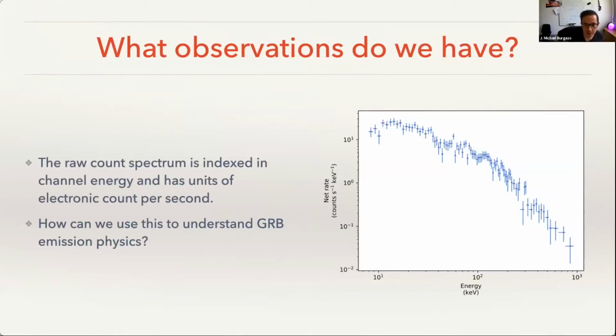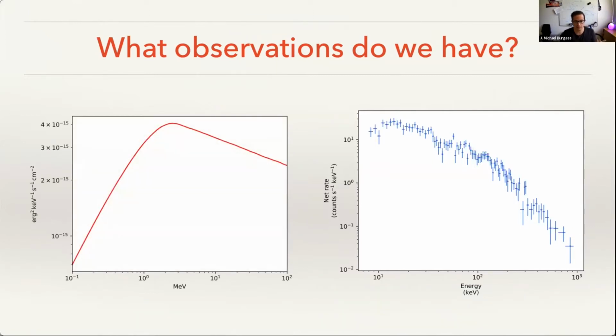So let's start out with what the data are. This is what our count spectra look like in the data space of GBM: the Poisson distributed counts as a function of channel energy, not real energy. How can we use this to understand what's going on physically in a GRB spectrum? Well, here's our Band function. You notice it doesn't look anything like that. Of course, one is in nu space, the other one is in normal photon count space.